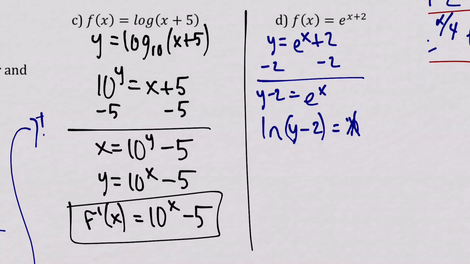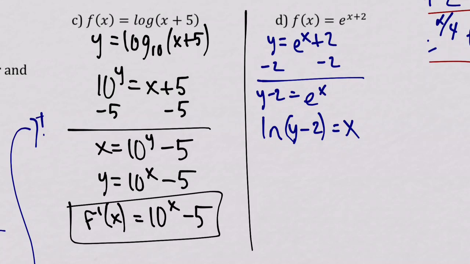Let me fix this. So notice how it happened, right? The base is e, here it is. The exponent of this one goes on this side, and the y minus 2 goes right here. If you want to switch this back to exponential, you would do e to the x equals y minus 2, right? So that's how you go backwards.